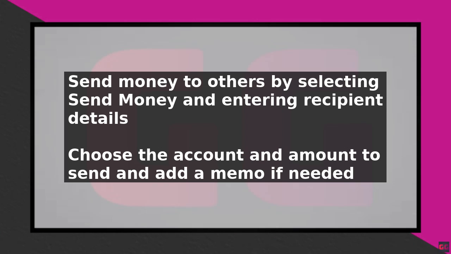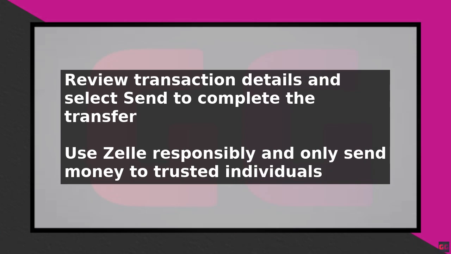To receive money using Zelle on Capital One, the sender must send the money to your email address or mobile phone number that is enrolled in Zelle. You will receive a notification when the money has been sent, and it will be deposited into your account typically within minutes. It is essential to use Zelle responsibly and only send money to people you trust.